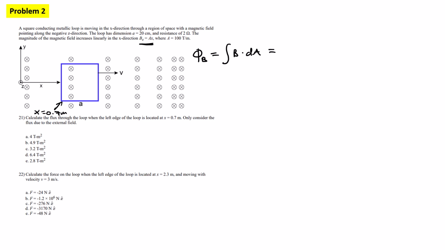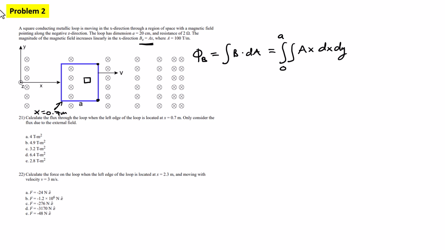So this here is a two-dimensional integral, and the value of B is given by that constant multiplied by x, and my little patch of area here inside that square loop is dx dy. So let's think about what our limits of this integral are. Here I'm going to be integrating in the y direction, say from 0 all the way to the height of that loop. So for the y, it's 0 all the way to a.